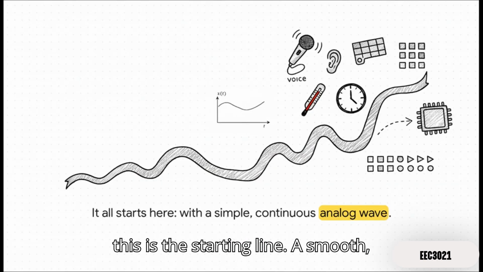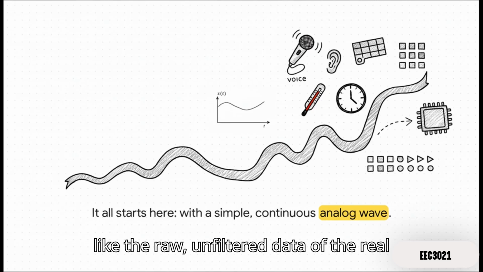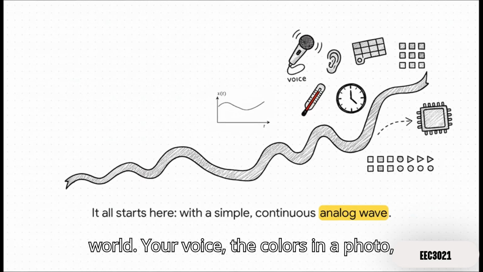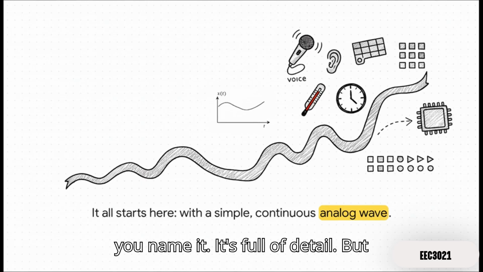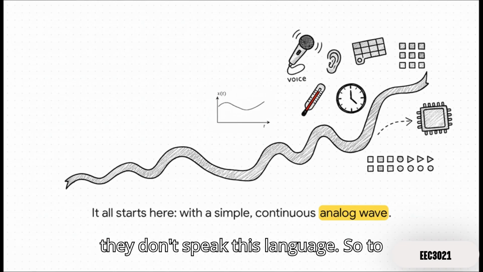Right here, this is the starting line, a smooth, continuous analog wave. Just think of it like the raw, unfiltered data of the real world. Your voice, the colors in a photo, you name it. It's full of detail. But here's the catch. Our digital gadgets, they don't speak this language.